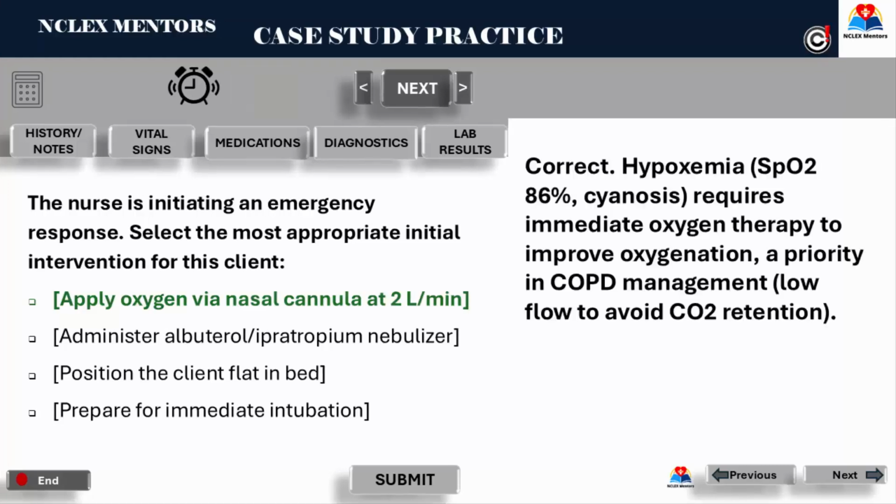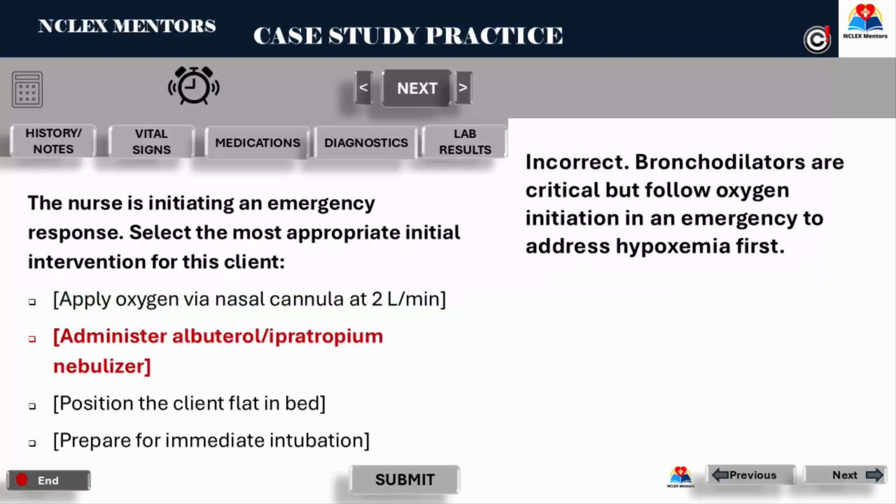The client's SpO2 of 86% and cyanosis indicate urgent hypoxemia, so your first step should be to improve oxygenation. Since the patient has COPD, low-flow oxygen is ideal to avoid worsening CO2 retention. Administer albuterol ipratropium nebulizer. Incorrect. While this medication is important to open the airways, it should follow oxygen administration. Hypoxemia must be treated immediately.